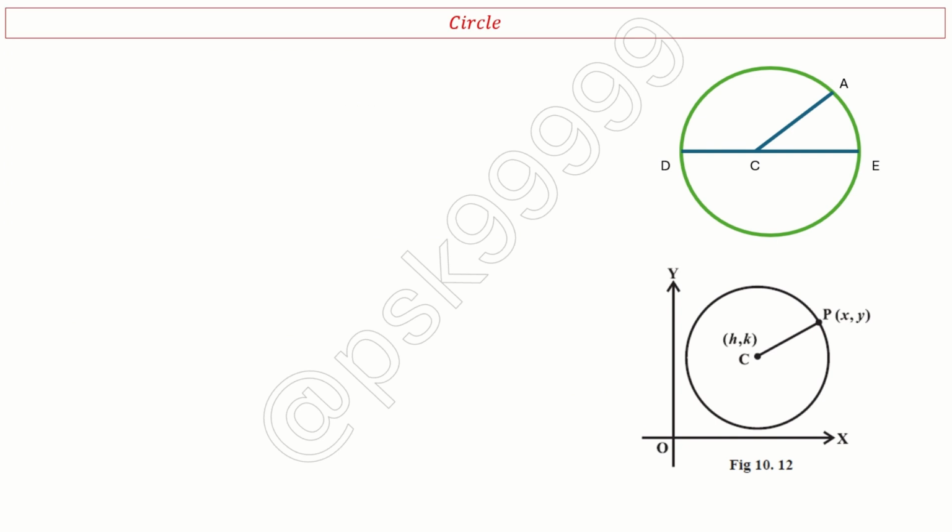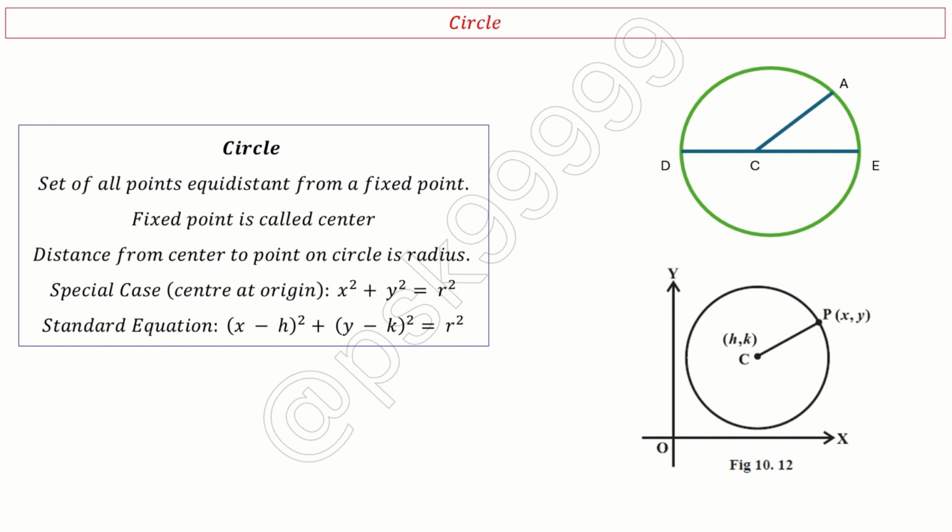A circle is basically the locus of a point which is equidistant from a given point. The given point is called the center, correct? And the locus is called the circle or circumference. That is the circle. So it is equidistant from a fixed point, and the equation of a circle, if its center is at the origin, is x square plus y square equal to r square. If the center is at h comma k, then it is x minus h whole square plus y minus k whole square equal to r square.